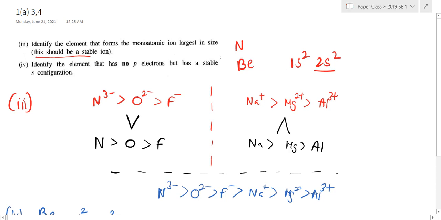After beryllium, it is boron. Boron is 2s2, 2p1. It means the p electrons have started. Therefore, this is the correct answer, beryllium. Okay, move on.